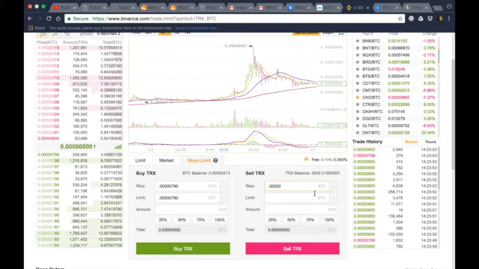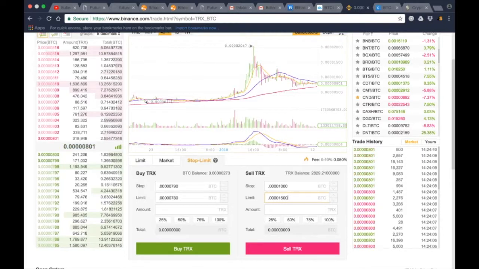So let's say we want to sell it at 1,000 and the limit is 1,500. So what this means here, like I said, from my understanding, I'm not exactly 100% sure how this works. This is how I've used it before over on GDAX. I can be completely wrong. You can correct me in the comment down below so I can also get a better understanding of this.